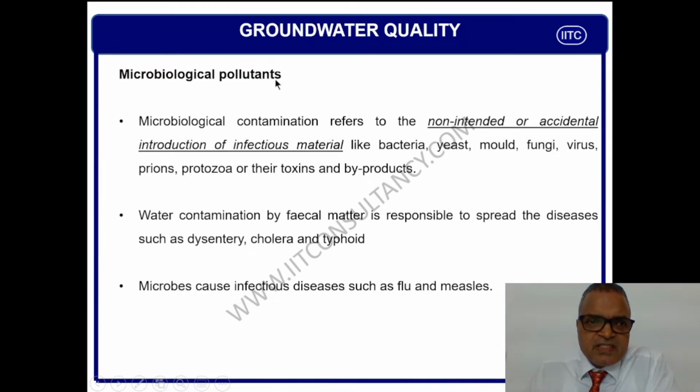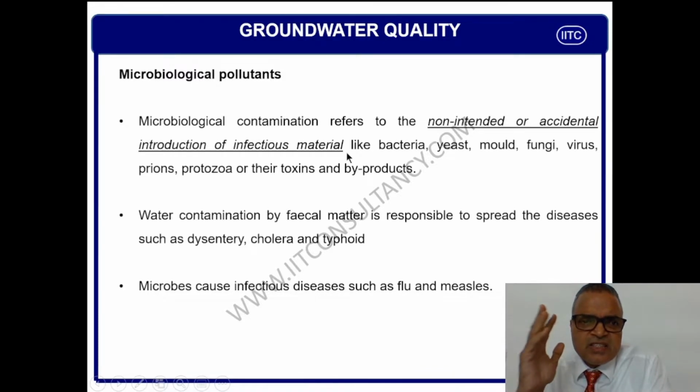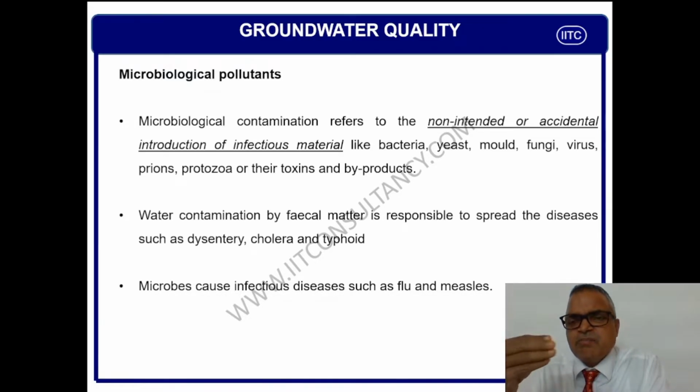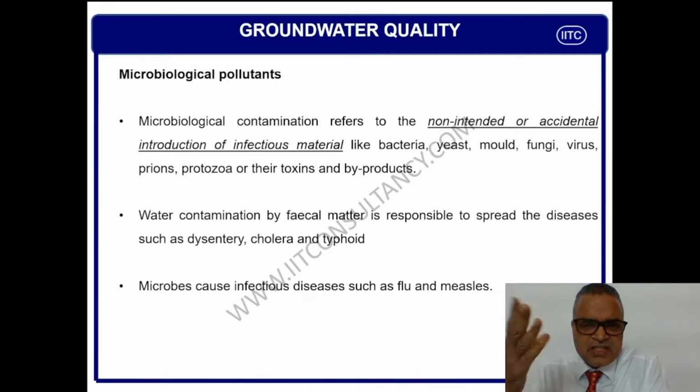Biological pollutants. These pollutants refer to the non-intended or accidental introduction of infectious material. Unintended or accidental release of infectious material like bacteria, yeast, mold, fungi, virus, prions, protozoa, or their toxins or byproducts are added into the water. It may not be intentional, or it may be accidental. And sometimes people introduce it by ignorance, by mistake.